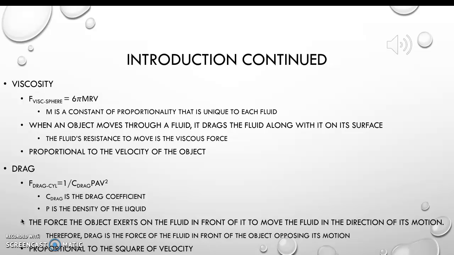C drag is the drag coefficient. P is the density of the liquid, the force the object exerts on the liquid in front of it to move the fluid in the direction of its motion. Therefore, drag is the force of the fluid in front of the object opposing its motion. This is proportional to the square of velocity.